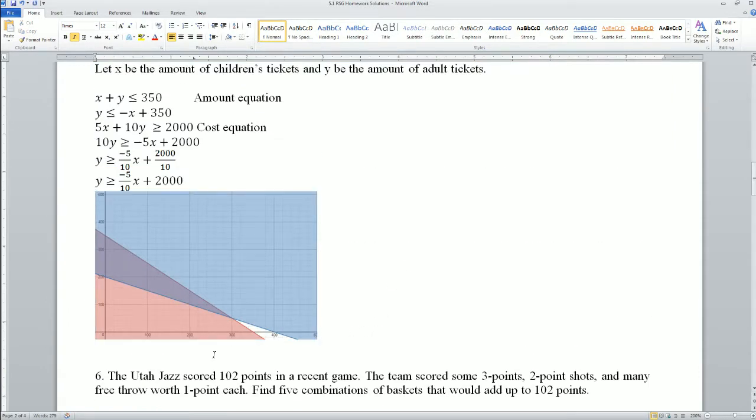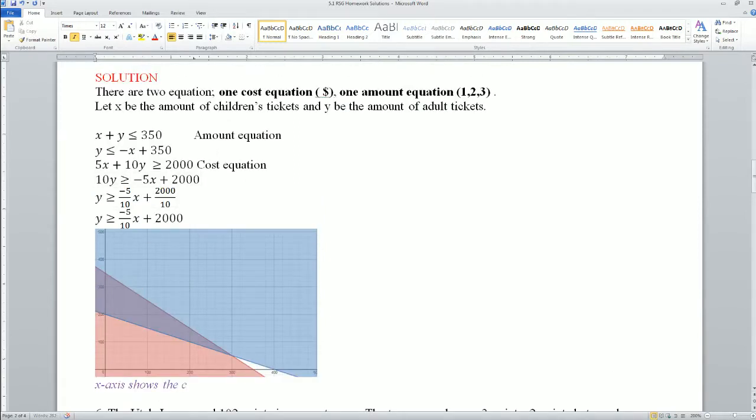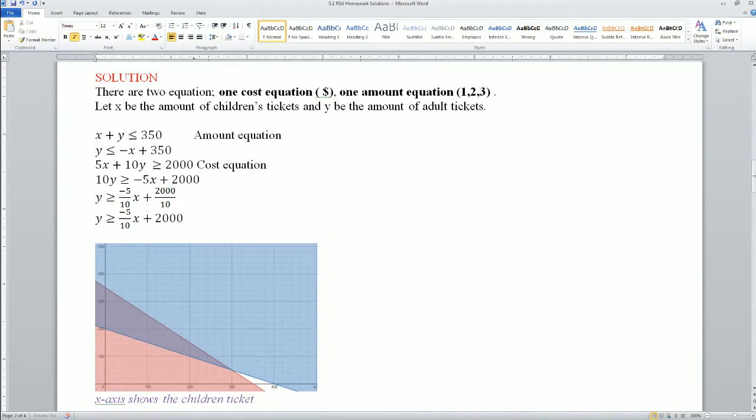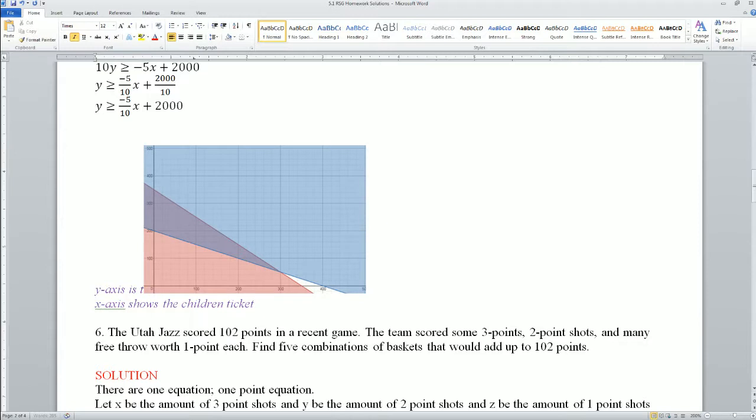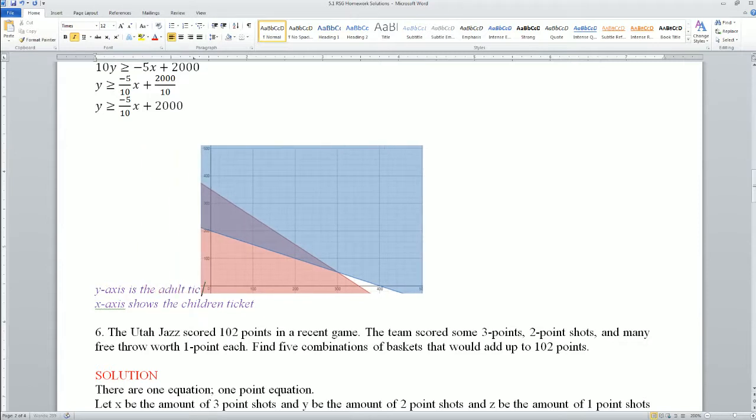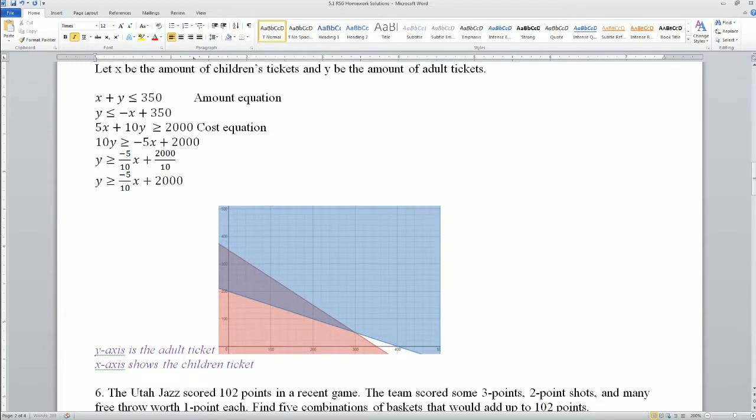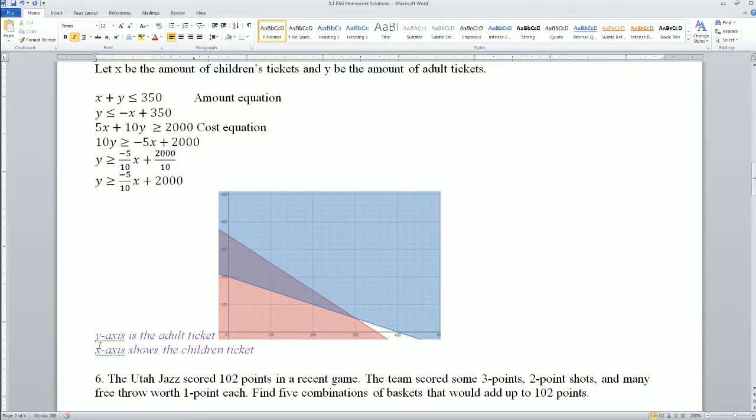So the bottom axis here represents the x-axis, which is the children tickets, and the y-axis is the adult tickets. Okay, so here are the different permutations. You could have 100 children tickets and 200 adult tickets.